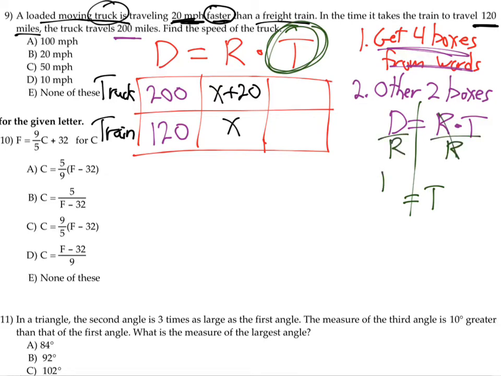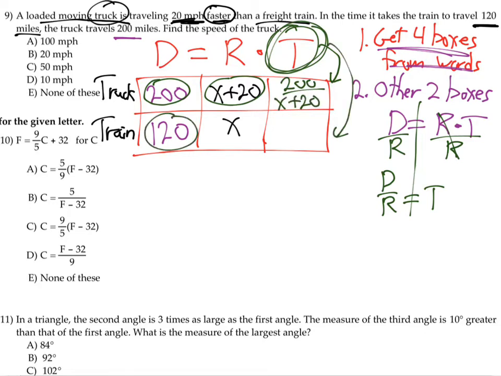right? So time is D over R, isn't it? Time is distance over rate. See that connection? So if you want this time box right here, you take the distance over the rate. 200 over X plus 20. You want this time box down here, you take the distance for that train over the rate for that train.